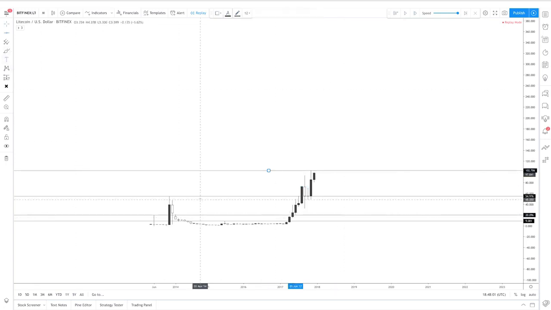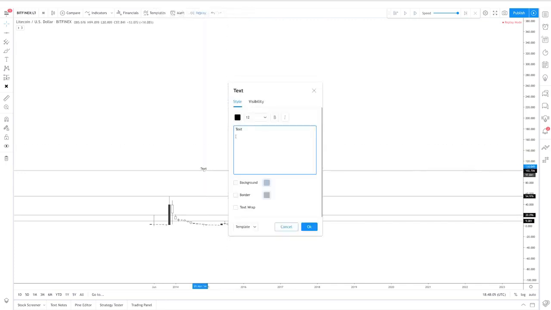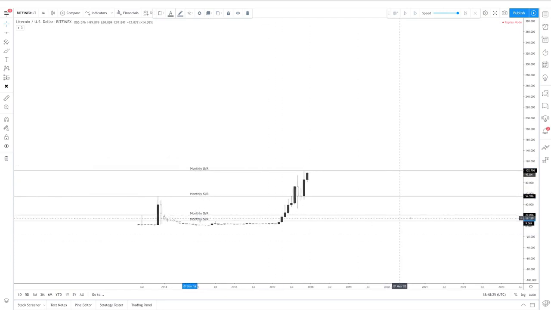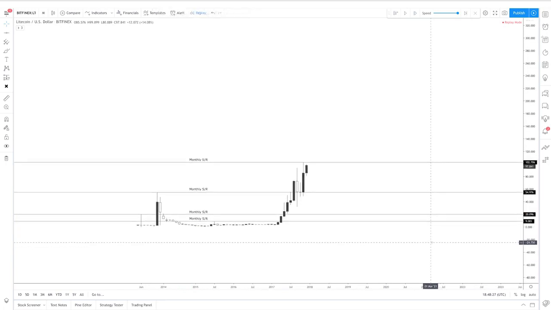And we can take our text tool, and let's just mark these off as our monthly SRs, right? And we copy and paste these down into their respective areas. And don't be afraid to mark off a lot of levels, guys. This is how we learn, train the eye. And so here we have our monthly levels for Litecoin that we like. There's 4 of them.